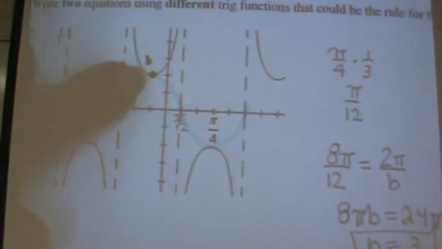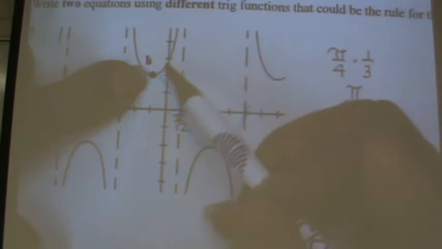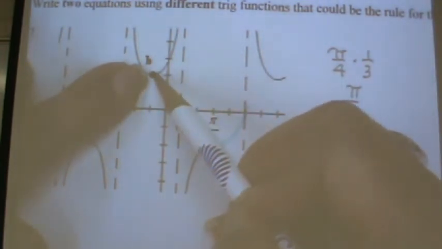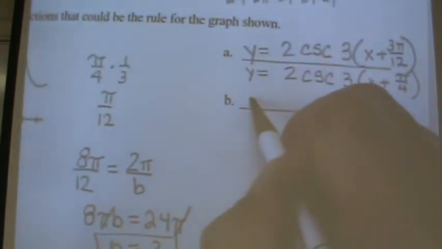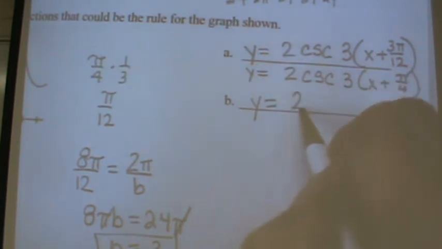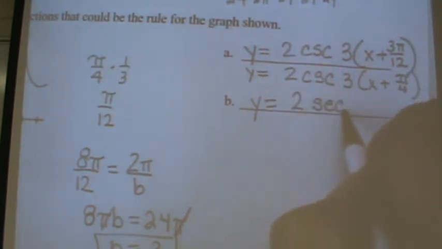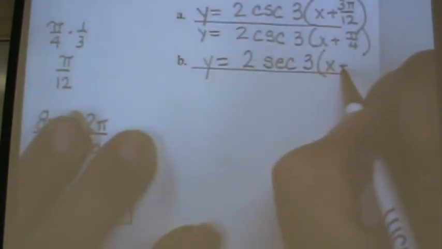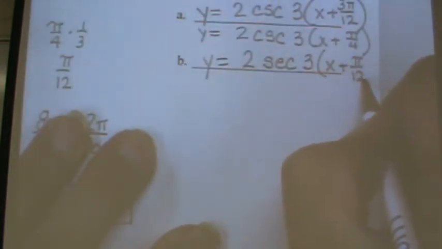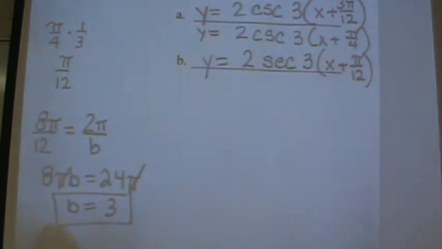Now for B, here's B right there. I want you to write the equation starting from here. This is the cosine graph. So it'd be y equals, amplitude is 2. Secant 3 stays the same. You don't have to find B again, it's 3. And this is a shift pi over 12 to the left, so it's just x plus pi over 12. And that's the only answer you should have for that one.